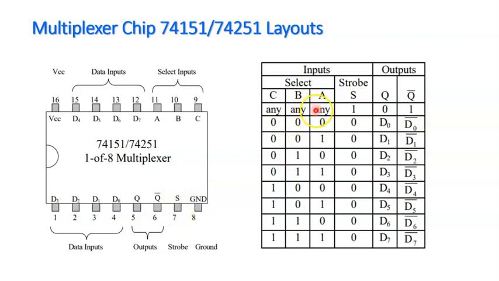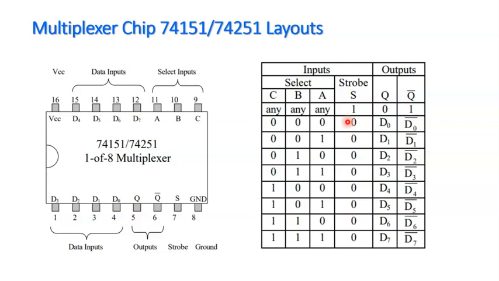And here is again the truth table for this IC, the multiplexer. These are the 8 combinations, and whenever strobe is 1, whatever may be the value of ABC, you will always get Q as a 0 and Q bar as a 1. In order to make the multiplexer enabled or activated, you will have to have the strobe signal as 0. You can see here strobe is always 0. So strobe has to be grounded.